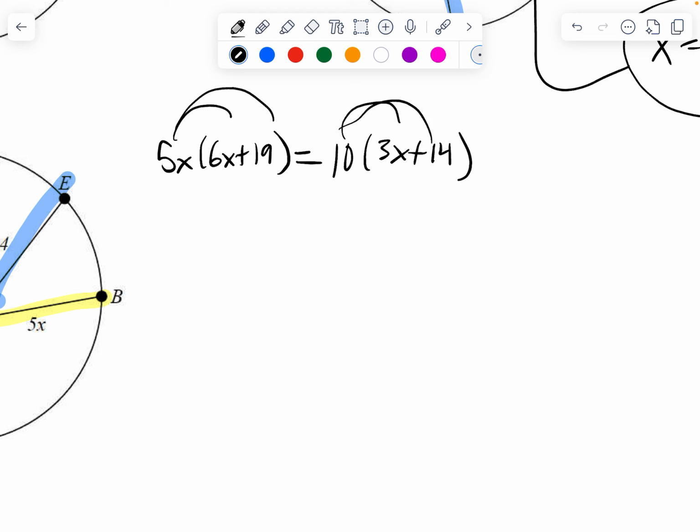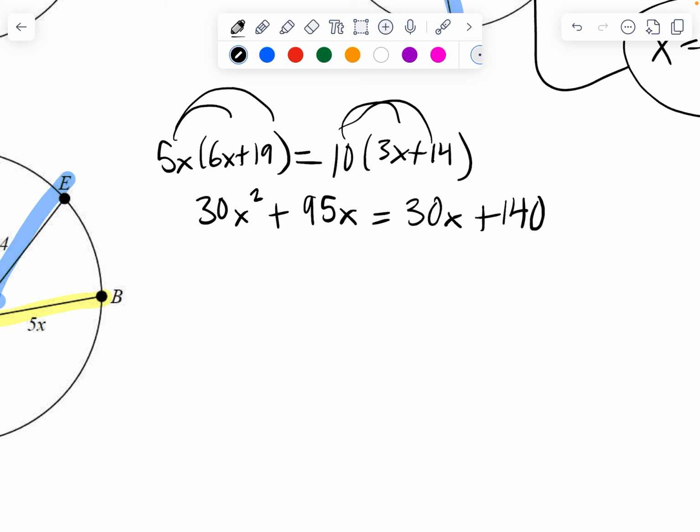So multiply it out. 30x squared plus, and then 19 times 5, 95, I believe, 95x equals, and then the other direction, we would have 10 times 3x, so 30x plus 140, right? Hold on. 5 times 19. Yeah, it's 95. I kind of doubted myself there for a minute.